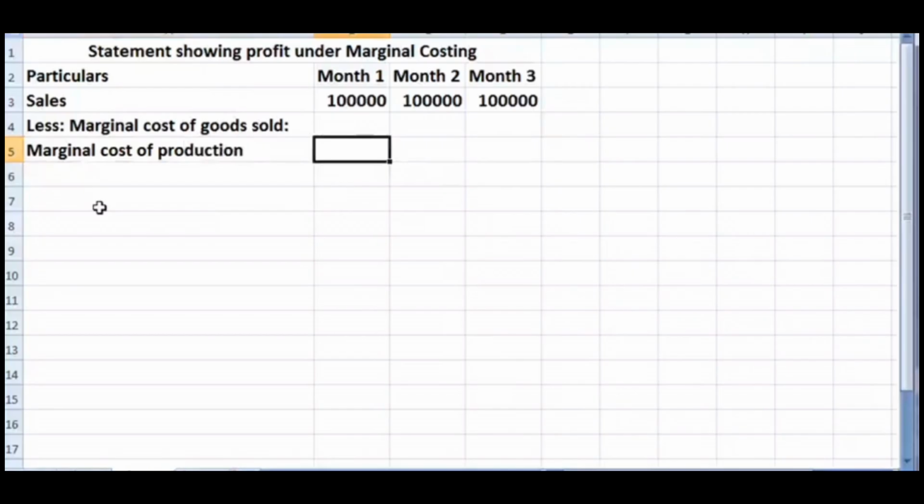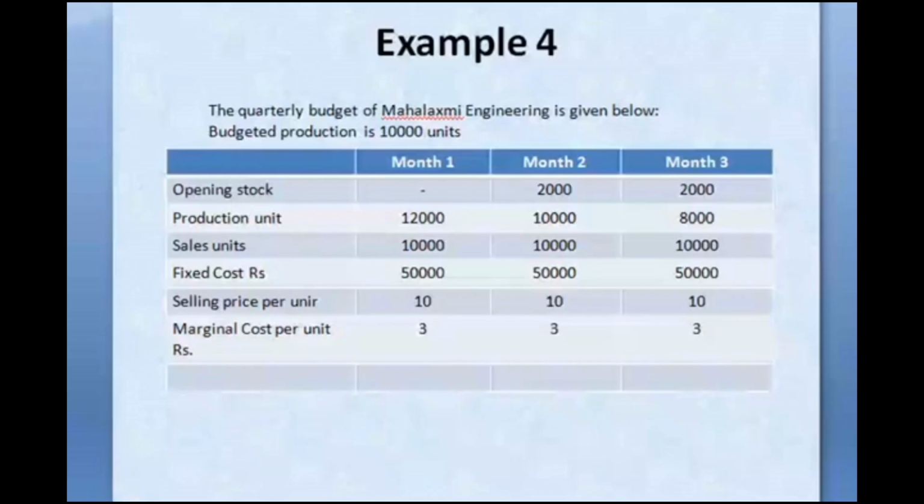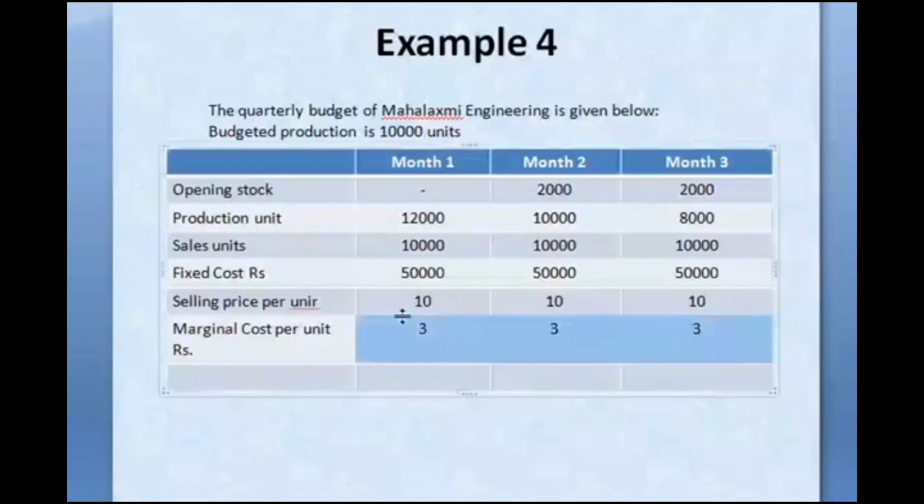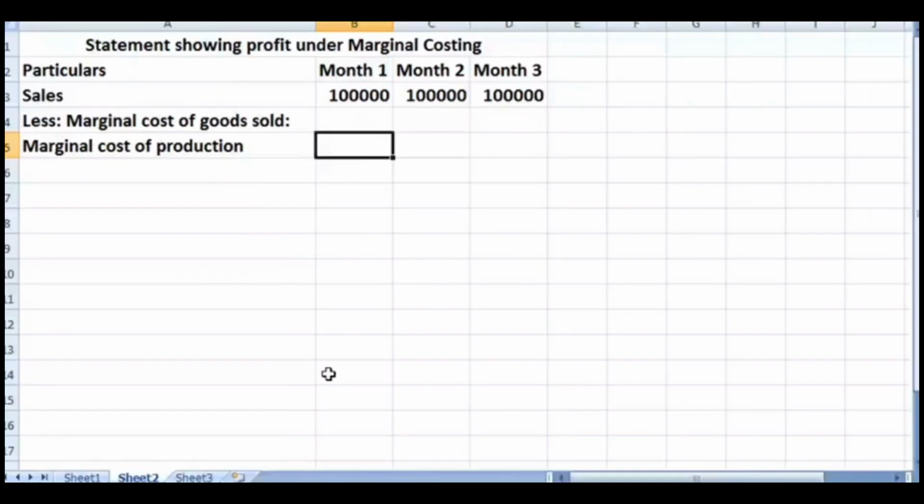How many number of units produced here? 12,000, 10,000 and 8,000. It is given. And marginal cost per unit is rupees 3. Correct? 3 rupees is the marginal cost. And 3 into 12,000, 10,000 and 8,000. So 12,000 into 3, 36,000, 30,000, 24,000.